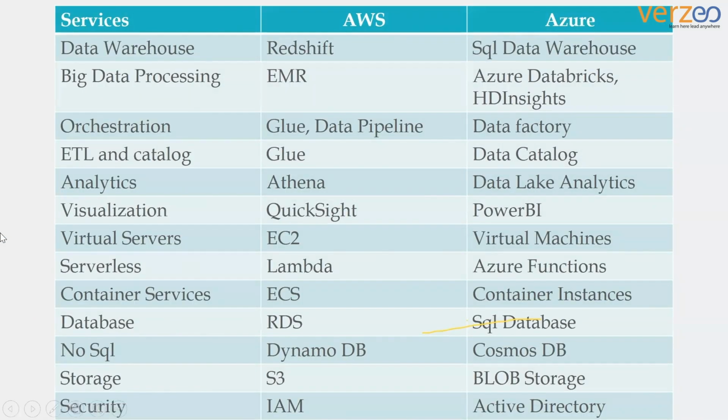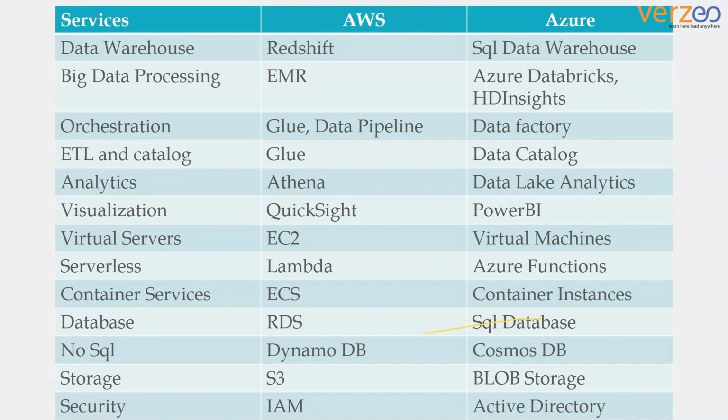This is the huge slide that shows you all the different services that Azure and AWS are offering. In terms of data warehouse, you have Redshift, and Azure has SQL Data Warehouse, etc. Big data processing: there's AWS EMR and Azure Databricks and HDInsight, which offer big data capabilities. Orchestration: Glue and Data Pipeline in AWS. In Azure, it's Data Factory.